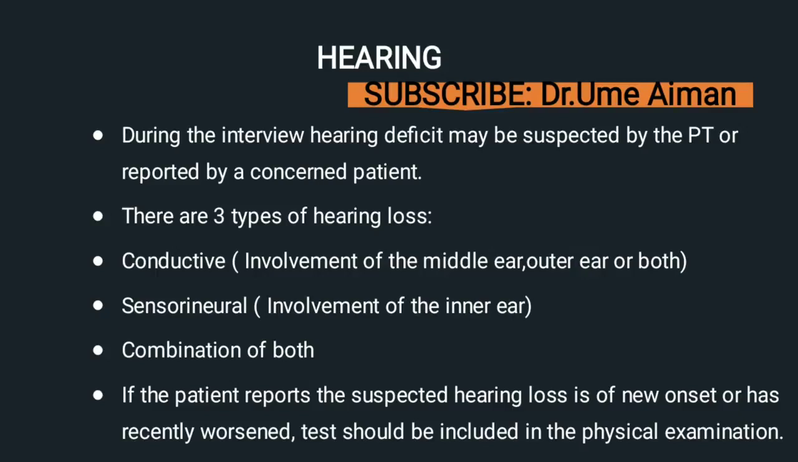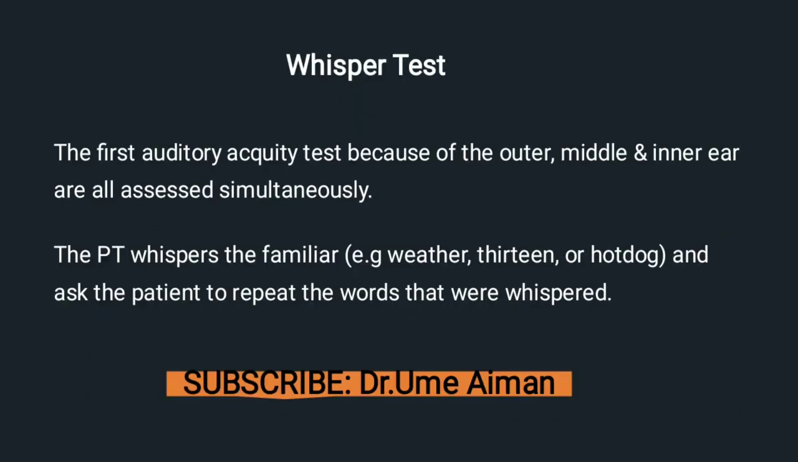Hearing. During the interview, hearing deficit may be suspected by the physiotherapist or reported by a concerned patient. There are three types of hearing loss: conductive, sensorineural, and a combination of both. Conductive means that it involves the middle ear, outer ear, or both, and sensorineural means it only involves the inner ear. If the patient reports the suspected hearing loss is of new onset or has recently worsened, tests should be included in the physical examination.